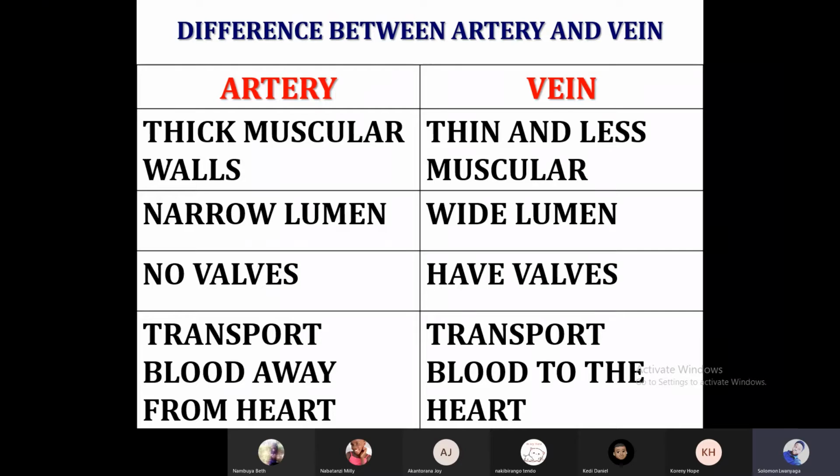Arteries have no valves, while veins have valves. Also, arteries transport blood away from the heart, and veins transport blood to the heart. All veins transport blood to the heart. That implies as long as the blood is going in the direction of the heart, that is called a vein.